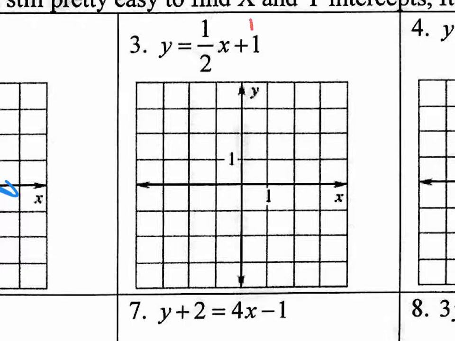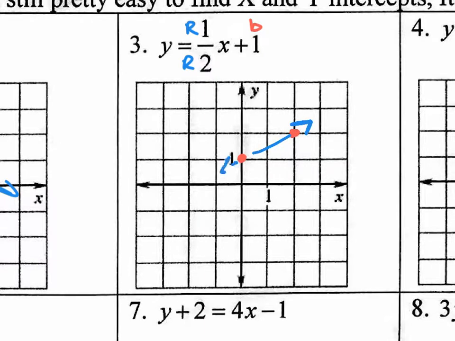Number 3. This one, the b value is what? What's the b value? 1. So it crosses right here at 1. And then from that point, my rise is 1, my run is 2. So from that point, up 1 over 2, and put a dot right there. Connect the dots, and you're good.